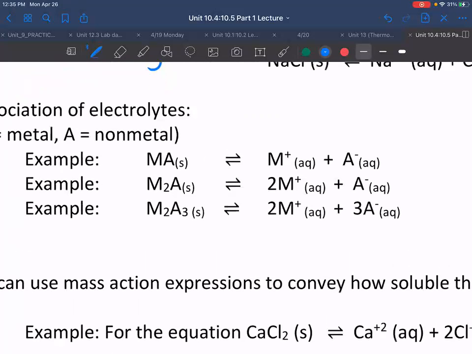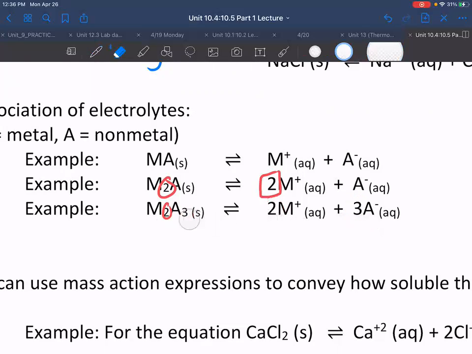But when we have compounds like M2A, that means when it dissociates, you're going to get two metal ions for every one nonmetal. Or M2A3, you'll get two metals, three nonmetals. This one compound dissociates into 5 ions. So I just want to make you aware that in our chemical formulas, those subscripts end up being coefficients for the ions. Any questions about that? Cool.